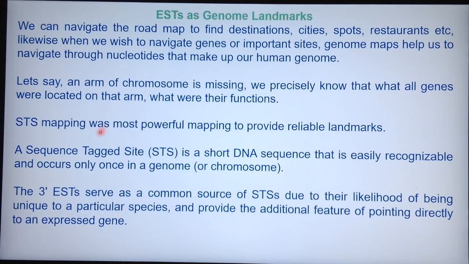So for this, STS mapping was the most powerful mapping, and in STS mapping the non-polymorphic markers which were widely used were ESTs. A sequence tagged site is a short DNA sequence that is easily recognizable and occurs only once in a genome, so its locus is fixed. So 3' ESTs, that is for the 3' UTR, serve as a common source of STSs due to their likelihood of being unique to that particular species, and provide the additional feature of pointing directly to an expressed gene.